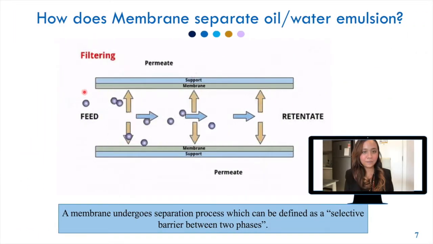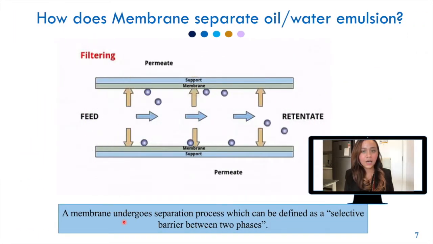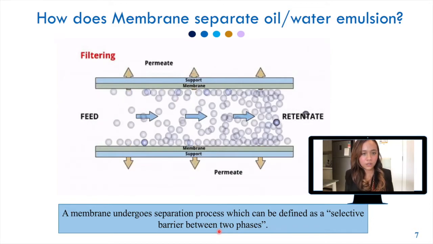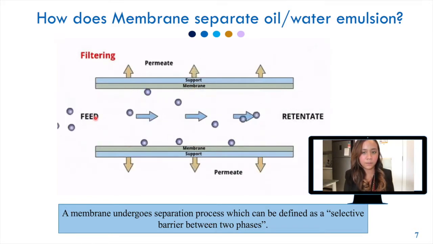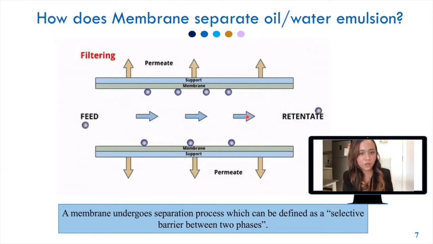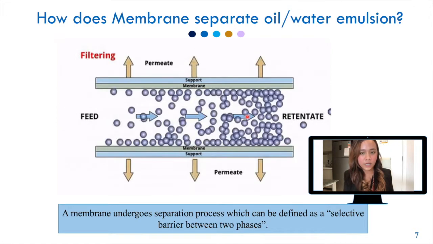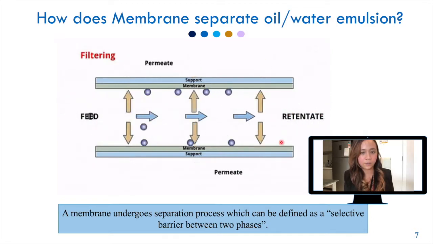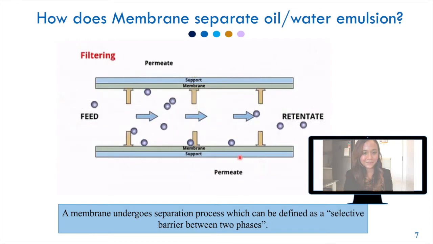This is a simple illustration of how a membrane works. A membrane undergoes a separation process, which can be defined as a selective barrier between two phases. The principle of how a membrane works is quite simple, where a feed passes through the membrane, influenced by a driving force, thus splitting the feed into two sections: a retentate that is retained or rejected by the membrane, and a permeate that passes through the membrane as the required product.